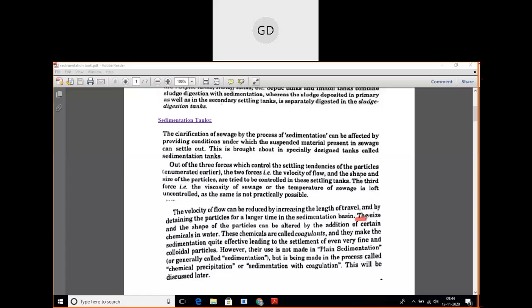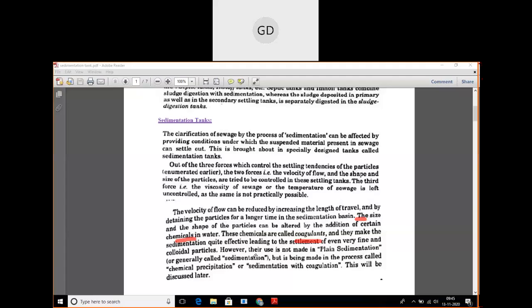It's written here: the size and shape of the particles can be altered by the addition of certain chemicals in water. These chemicals are called coagulants, and they make the sedimentation quite effective, leading to the settlement of even very fine and colloidal particles.